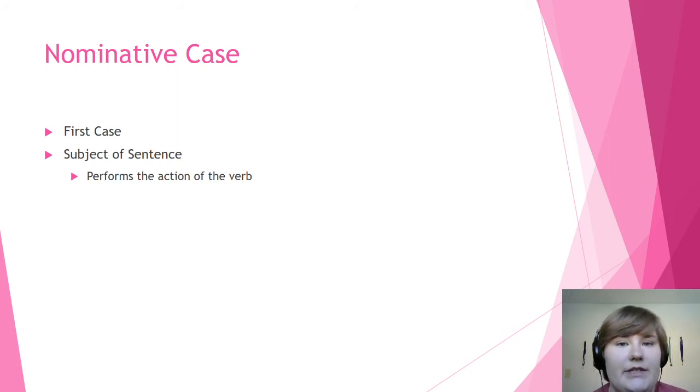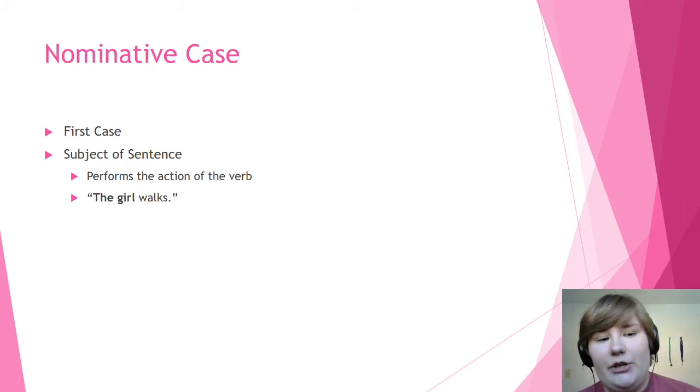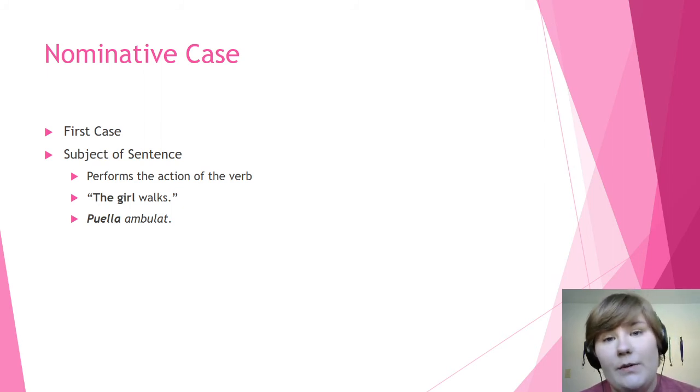The subject of the sentence is the one that performs the action of the verb in terms of active sentences, which is what we're looking at right now. So if I say the girl walks, girl is your subject here. If I translate this sentence into Latin, she will be in the nominative case. Puella ambulat. Okay, you see right now she ends in an A. That's going to come up when we learn first declension nouns in our next lesson.